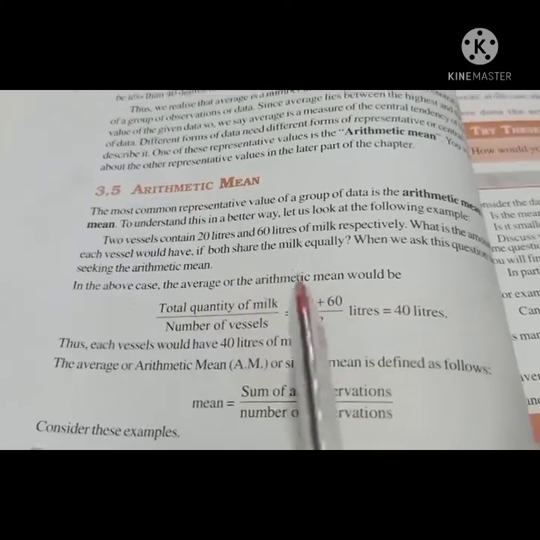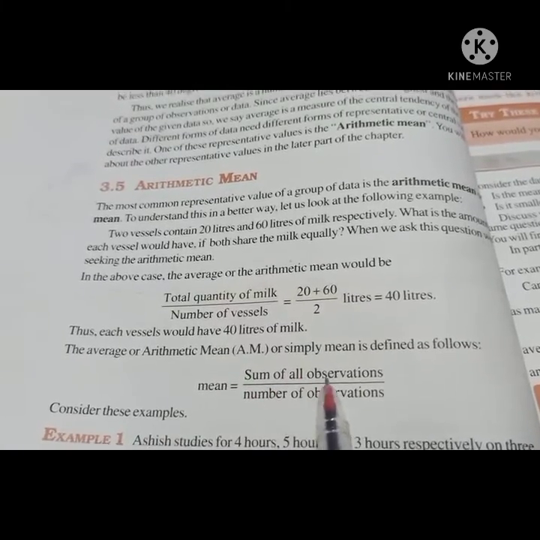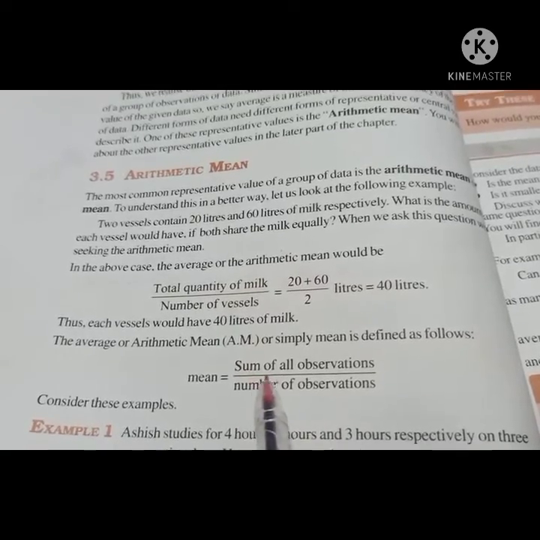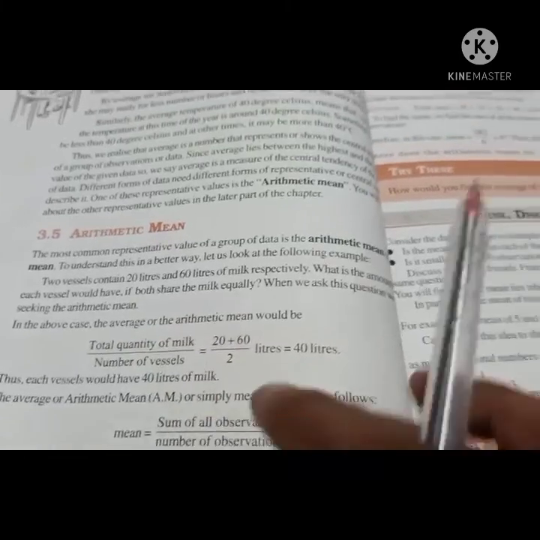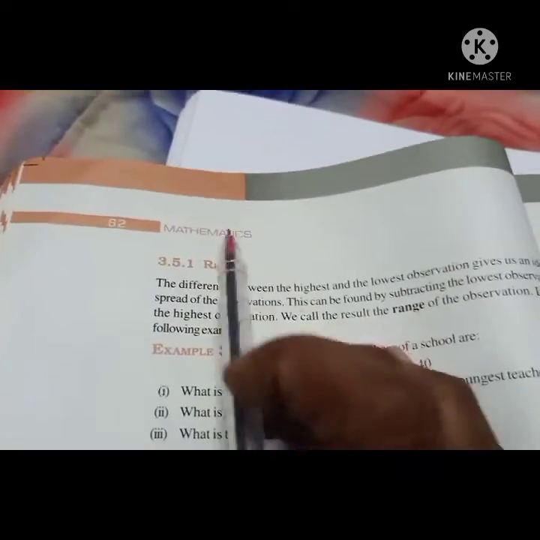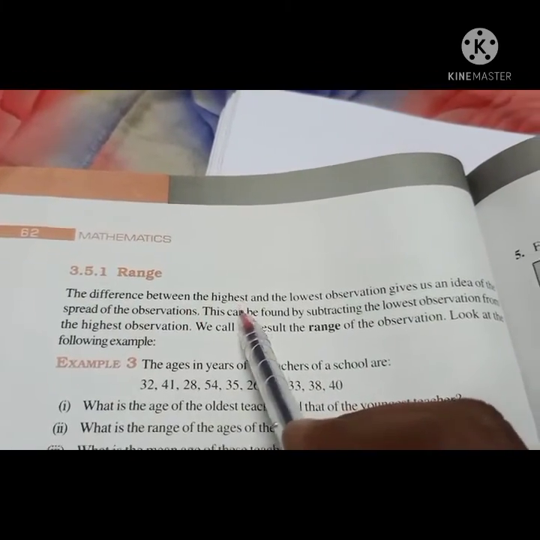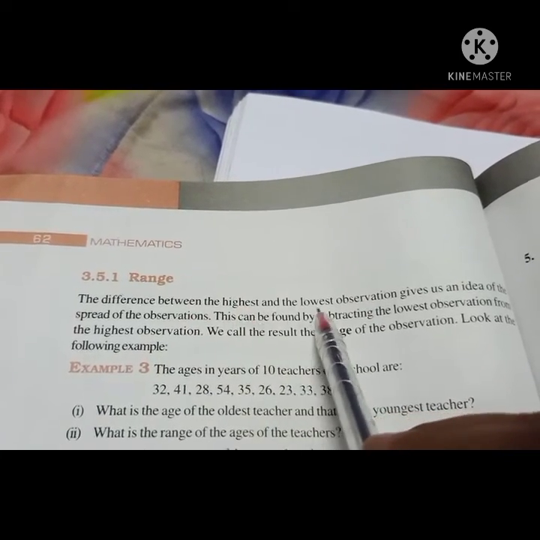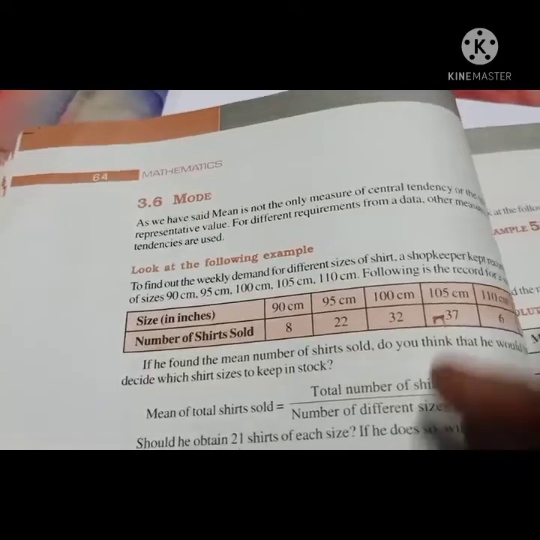I hope you have understood how to find the arithmetic mean. Mean is equal to the sum of all observations divided by the number of observations. We need to add all the given data and divide by the number of data. Good, very good. Now we will move to range. Here we need to find the difference between the highest and lowest observation. Need to find the highest value in the data and the lowest value in the data. Need to find the difference between them. That is range. Next one is mode.